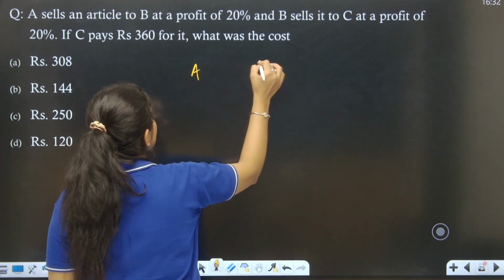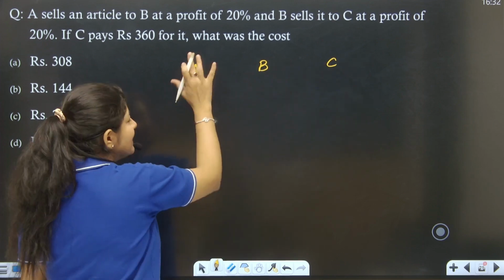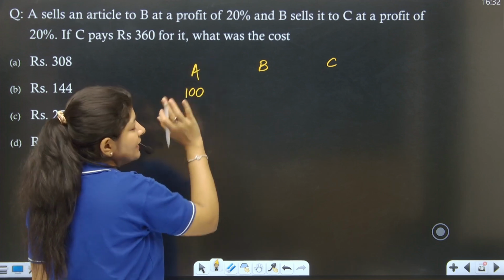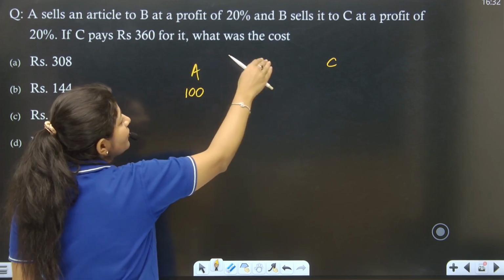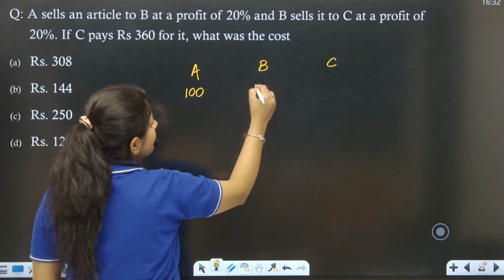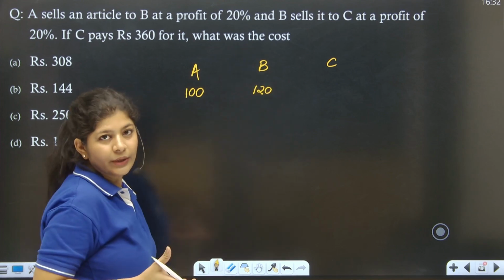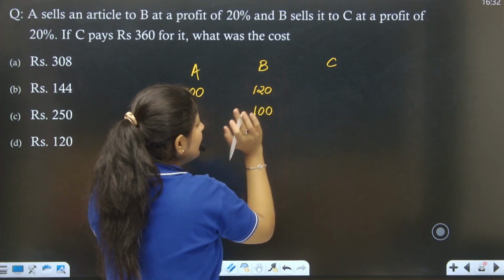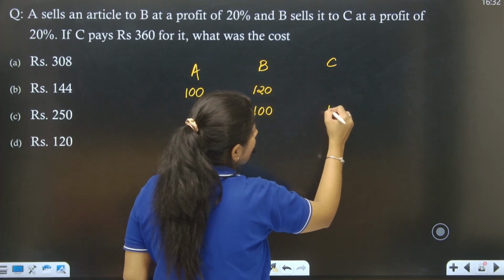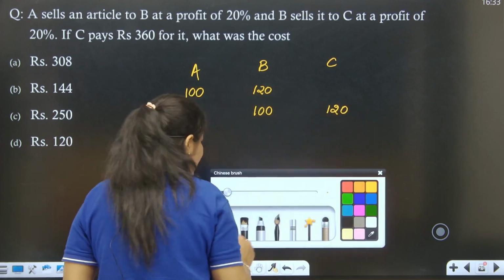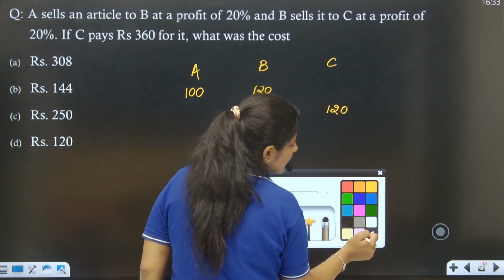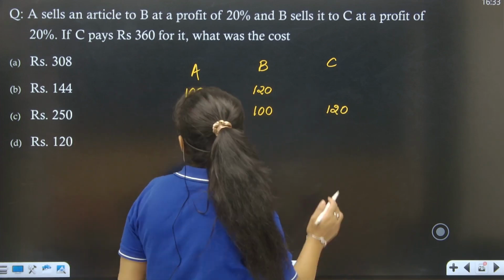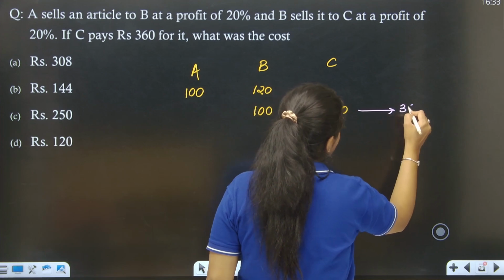So here, how many persons are we having? A, B, and C. Look, let's suppose the cost price of some article is 100 rupees. A sells it to B at a profit of 20%. That means it sells it at 120 rupees, right? Now, in the second phase, I'm assuming the cost price for B is 100 and it sells to C at a profit of 20%, at 120. But the question is saying that instead of paying 120 rupees, C is paying 360 rupees.